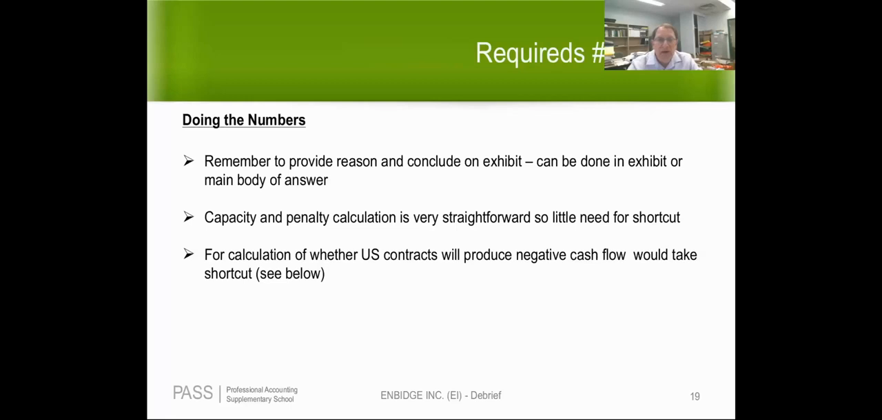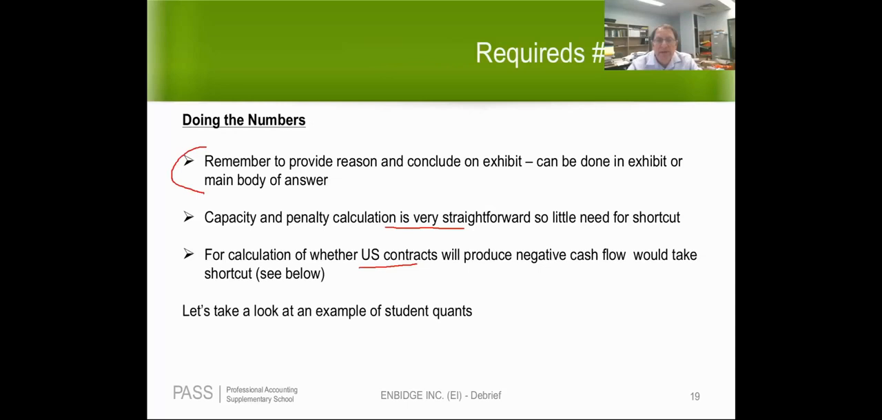All right, so now doing the numbers. I don't care about this first point. As I keep saying to you, it doesn't matter if you feel more comfortable doing the work in Excel or in Word. Even Michael and myself sometimes have styles that are a little different. The capacity and penalty calculation is pretty straightforward. I don't think you need a lot of shortcuts. All right, for calculating use context. Okay, we'll take a shortcut.